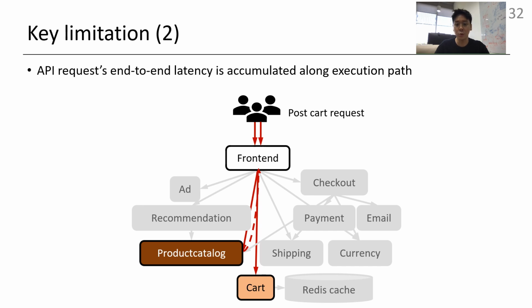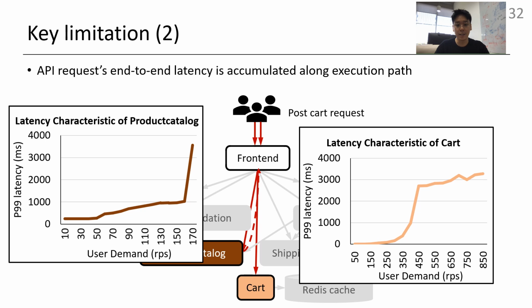However, the API's end-to-end request latency is accumulated along its execution path. In this case, the latency of the post-cart request is the accumulated sum of product catalog and cart. And as we can see, the latency characteristics of each service are complex and different from each other. Even if a microservice is not identified as overloaded, its latency can vary according to the sufficiency of the current resources it has. Therefore, the optimal admitted rate to maximize throughput also varies depending on every microservice's condition on its execution path.